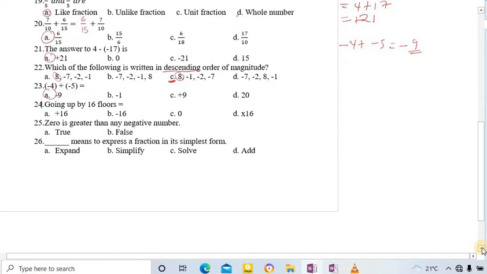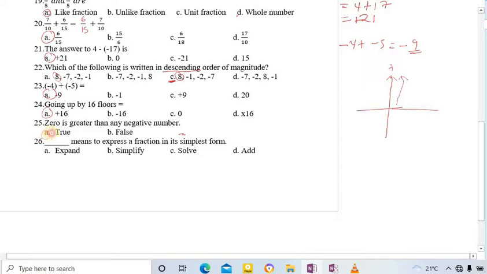Okay, number 24. Going up by 16 floors. What statement is this? It's a positive statement, because if you have a Cartesian plane like this, going up would be plus. We would be climbing up, going up 16 floors. That will be plus 16. Now 0 is greater than any negative number. Of course it's true, because 0 is even bigger than negative 1 billion, negative 1 million and all that.